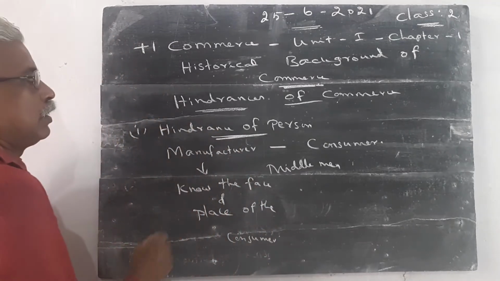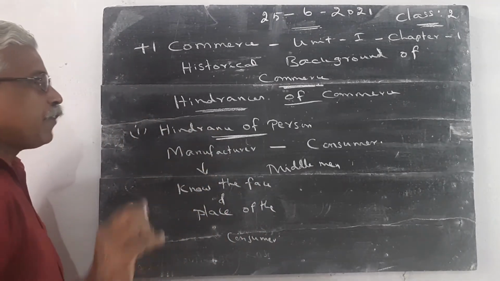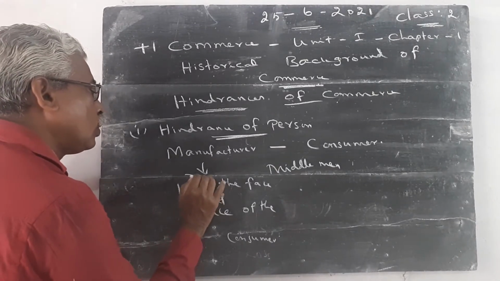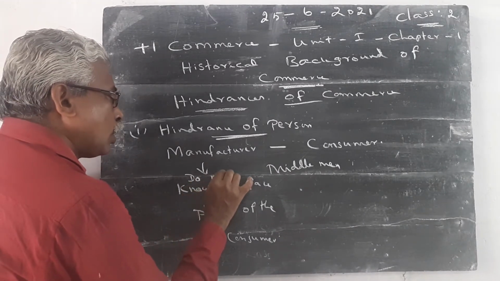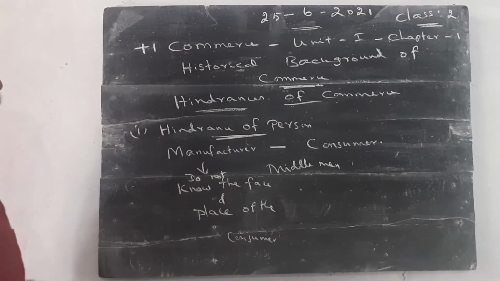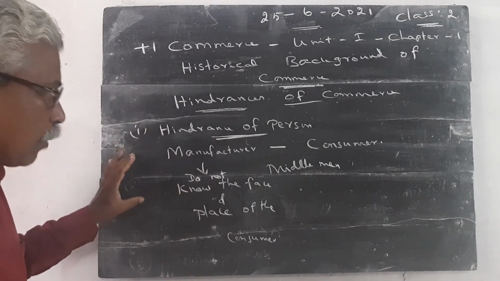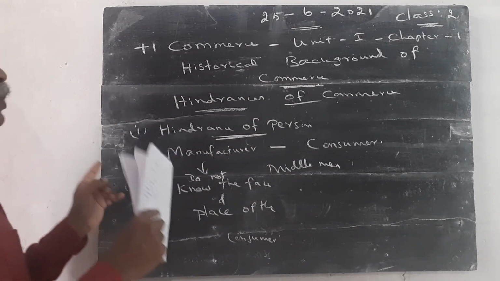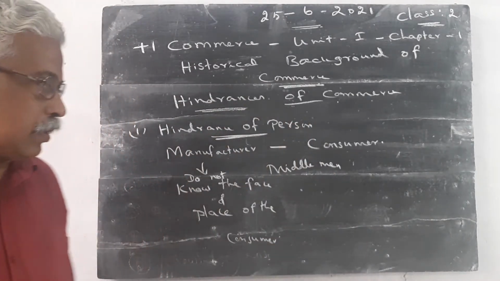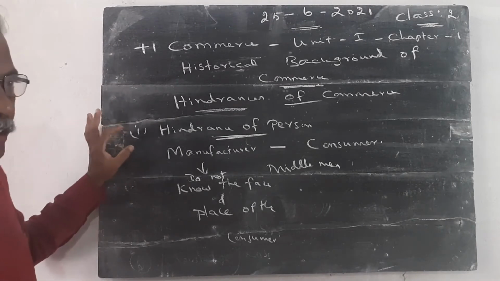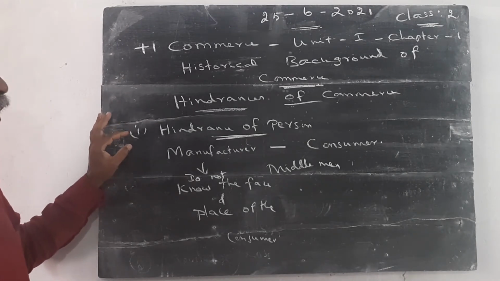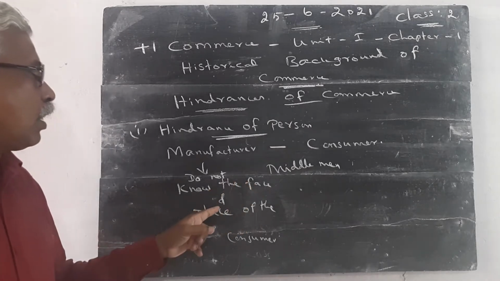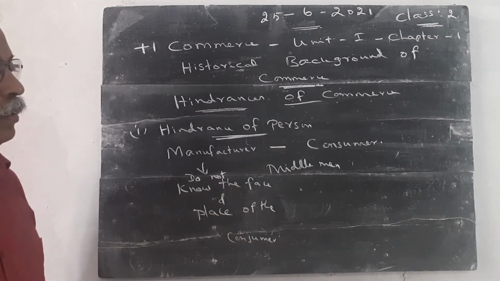Only first point. Manufacturers manufacture their product, but the manufacturer does not know the face and place of the consumer. Once again I repeat, commerce means the goods reached from producer to consumer is called commerce. When the manufacturer manufactures the product, he does not know the face and place of the consumer.